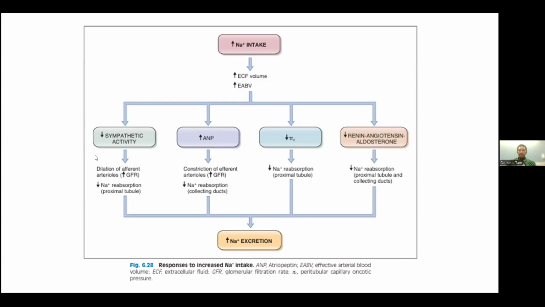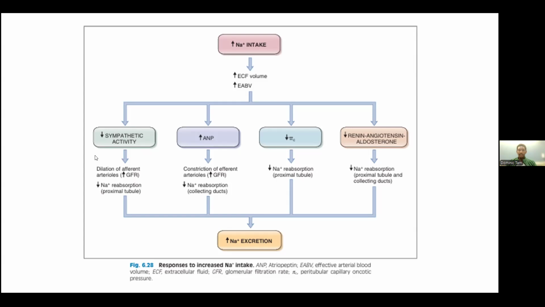Starling's forces in the peritubular capillaries. We spoke on this before, but briefly, increasing the extracellular fluid volume dilutes the capillary oncotic pressure and inhibits proximal tubule sodium reabsorption, and decreasing the extracellular fluid volume concentrates the oncotic pressure in the capillary and stimulates proximal tubule sodium reabsorption. And regarding the renin angiotensin aldosterone system, this is activated in response to decreased arterial pressure. Angiotensin 2 stimulates sodium reabsorption in the proximal tubule, and aldosterone stimulates sodium reabsorption in the distal collecting tubule.